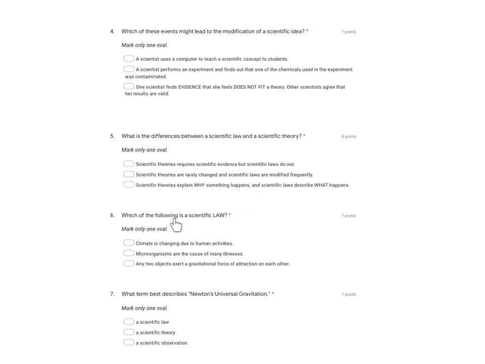Number 6. Which of the following is a scientific law? Climate is changing due to human activities. Microorganisms are the cause of many illnesses. Any two objects exert a gravitational force of attraction on each other. Number 7. What term best describes Newton's universal gravitation? A scientific law, a scientific theory, a scientific observation.